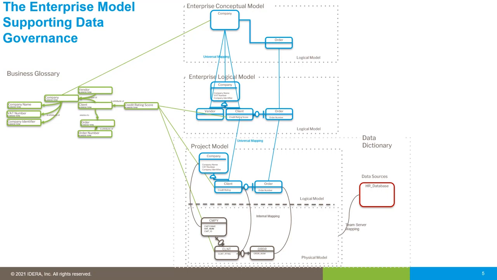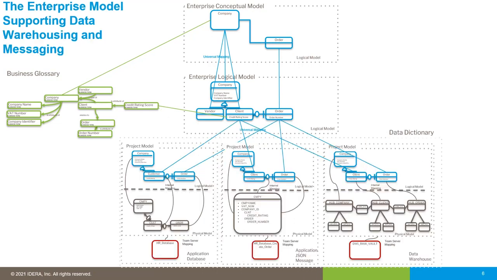We can assign rules to the business terms, such as the credit rating score we have on the screen here. We can say that is sensitive data, personally identifiable information, etc. And here are the rules that we apply to it. As we connect that business term to all of our models, it allows us to say, well, where are we storing credit rating score? Are we following those rules? Likewise, we can go to any piece of information in any asset and say, what does this information mean and what are the rules applied to it?